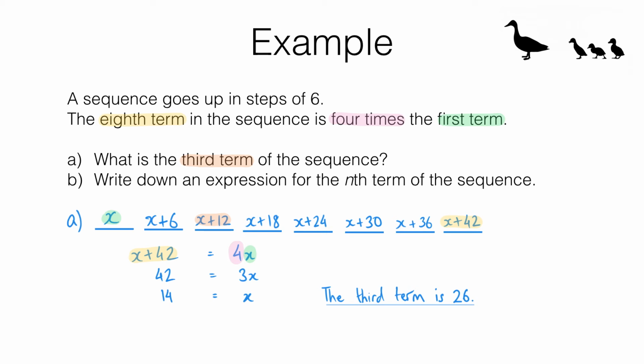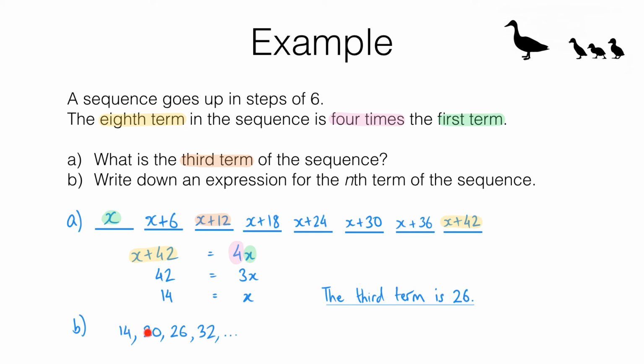Okay, let's move on to part B. We need to find the nth term of the sequence. Now I'm going to start by writing the first few terms of the sequence. We already know that the 3rd term is 26, and we know that the sequence is going up in steps of 6. So the one before 26 would be 20, and the one before that would be 14, and the one after that would be 32. That's enough. In fact, that's more than enough.